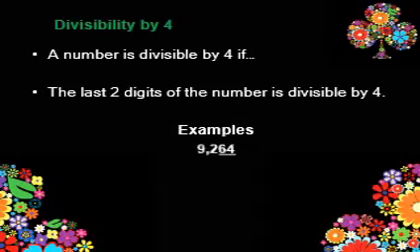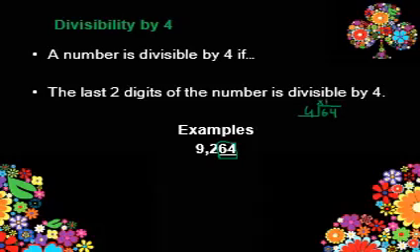So for an example, 9,264. You look at the ones and the tens together. Is 64 divisible by 4? This is very easy to check. You just use the division, okay? Or if you study them, if you know them directly, that's perfect. If not, you can check it just by division, and it's very easy.